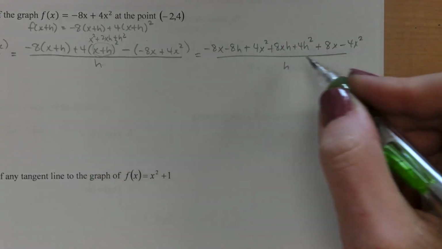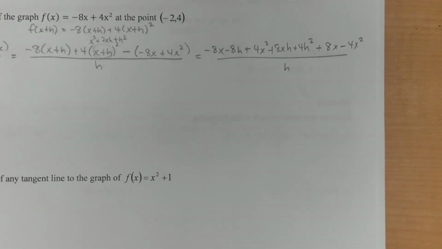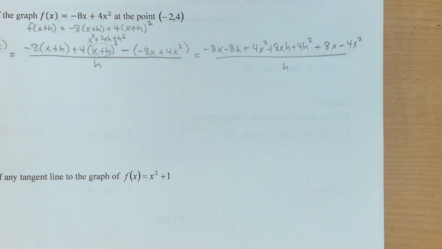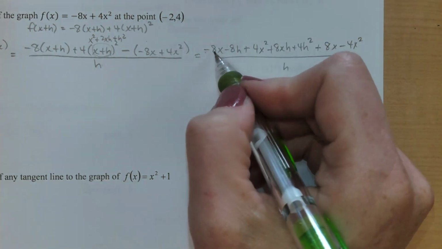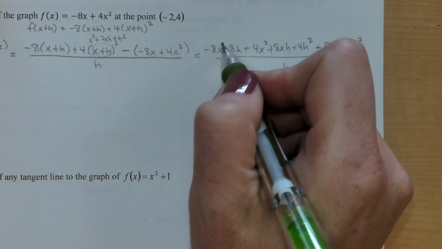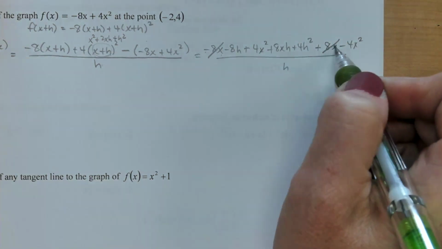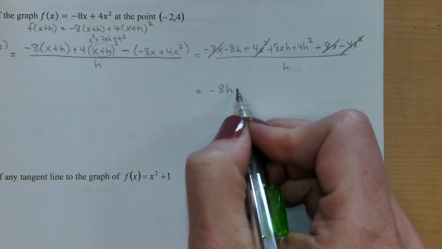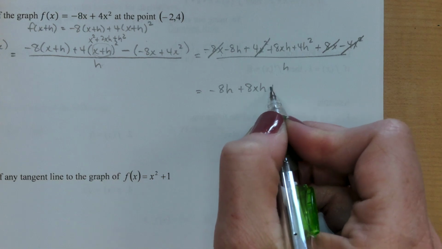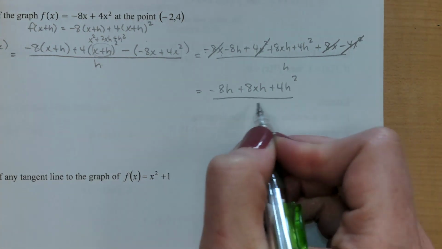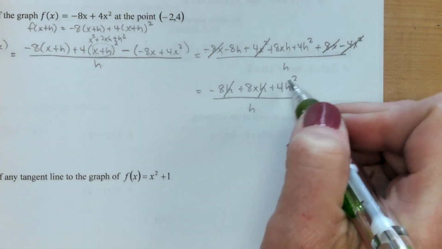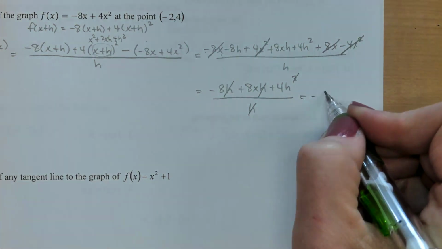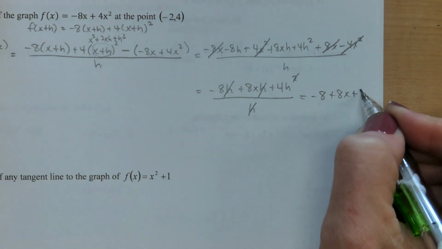Reminder again, when you get to this stage and everything is all multiplied out, you should be able to cross off everything that does not have an h. So I got -8x and I've got a positive 8x. I've got a 4x squared and a negative 4x squared, leaving me with -8h plus 8xh plus 4h squared all over h. Everybody loses 1. So we have -8 plus 8x plus 4h.